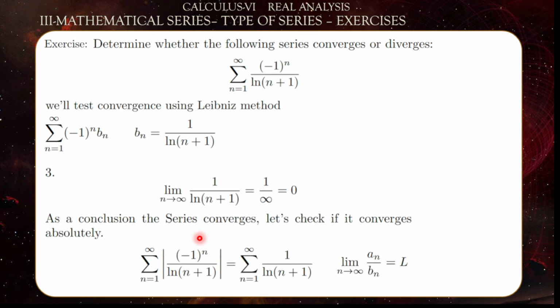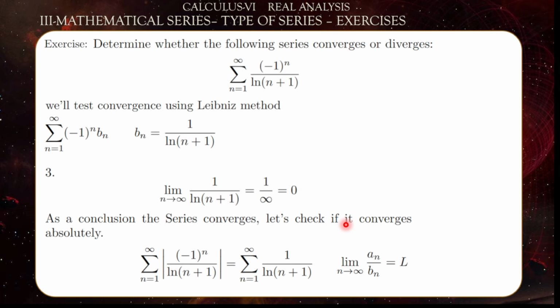Now, the third criterion is the limit. So the limit of 1 divided by ln of (n+1) as n approaches infinity equals 1 divided by infinity, which is 0, because ln always keeps increasing to infinity. As a conclusion, the series converges.